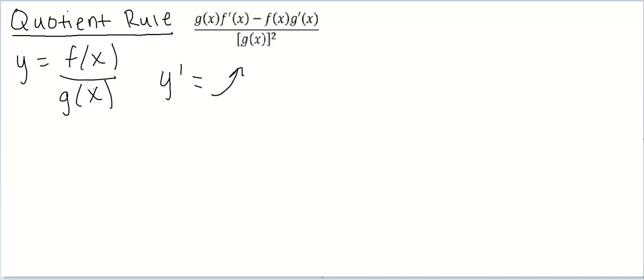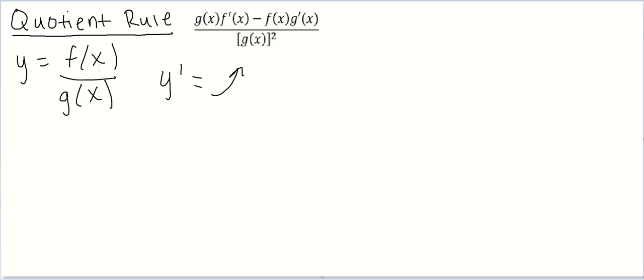We're going to take whatever function's on bottom and multiply it by the derivative of whatever function was on top. Then we're going to subtract whatever function was on top multiplied by the derivative of whatever function was on bottom, and then that's all going to be divided by whatever function was on bottom squared. And so that looks like a big mess, but once you get into a few practice problems, you'll see how this rule gets applied.